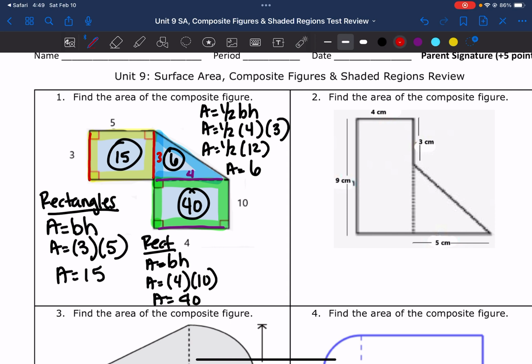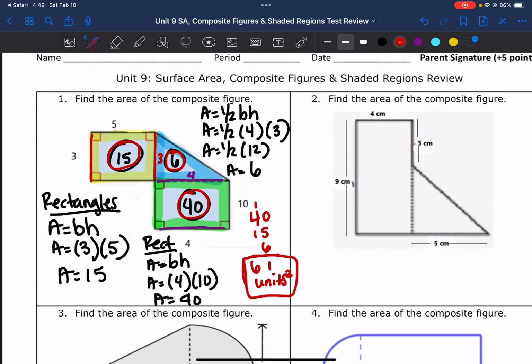Now, what do I do with all of these 3 numbers? Well, I'm going to add them. So 40 plus 15 plus 6. 5 plus 6 is going to be 11. 4, 5, 6. So that means I'm going to have 61 units squared. This is our final answer for number 1.